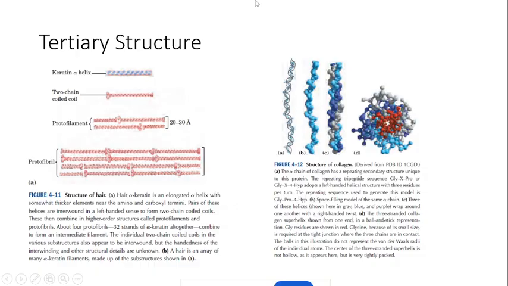In keratin also, multiple alpha helices come and interwind, making the tertiary structure of hair keratin. So these are the two examples of tertiary structure.